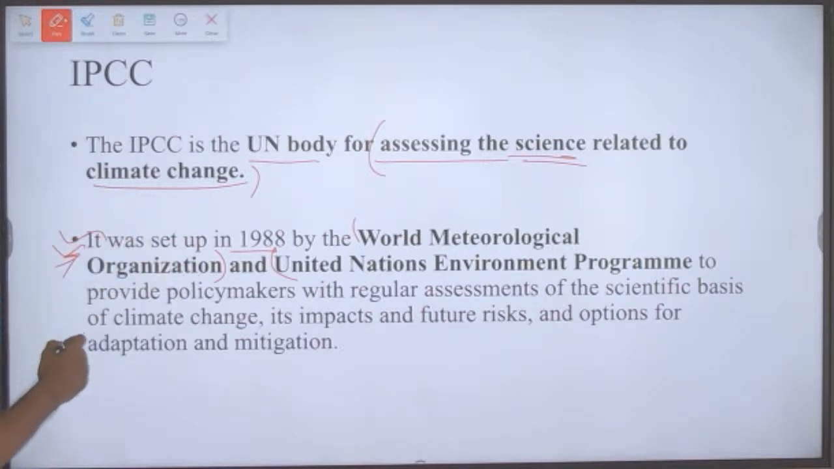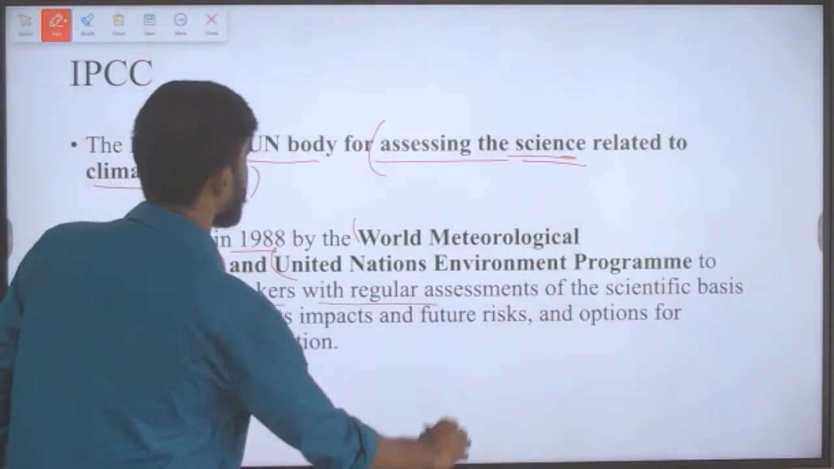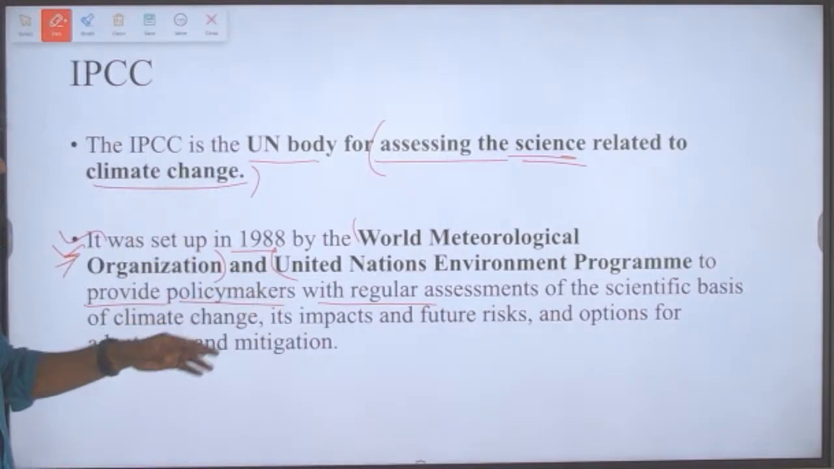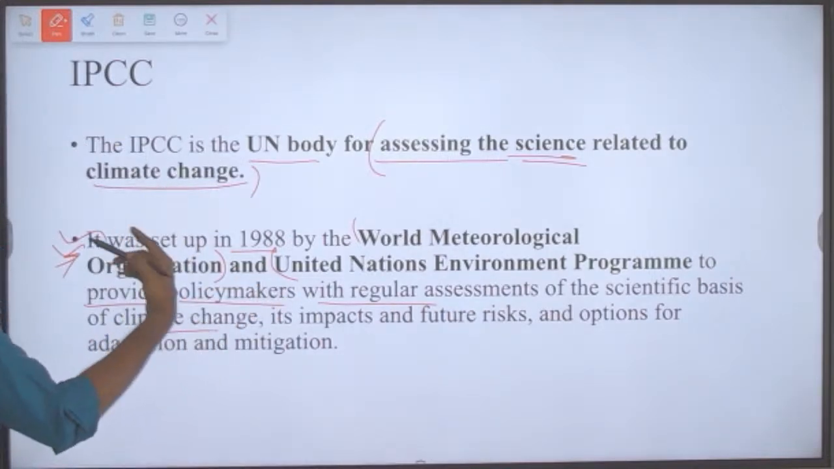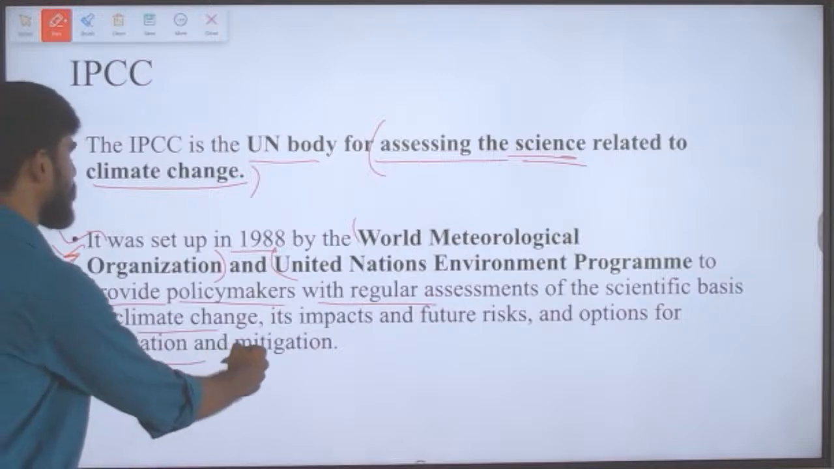Okay, next is, this was done to provide policy makers with regular assessment of the scientific basis of climate change, its impacts and future risks, and also options for adaptation and mitigation.